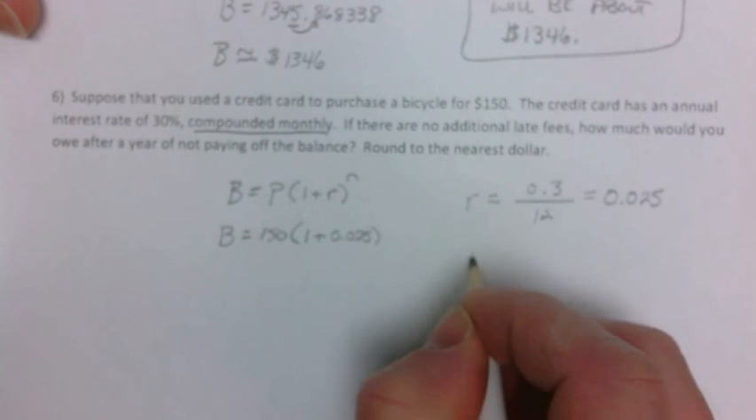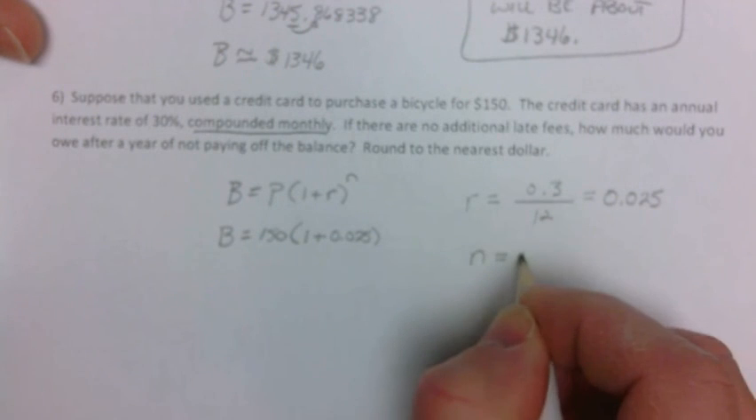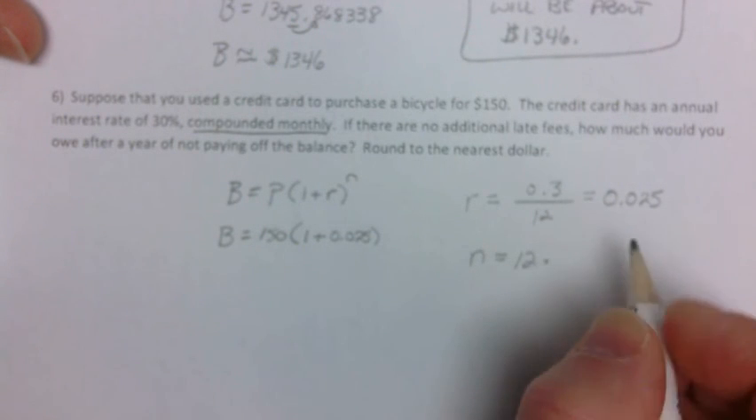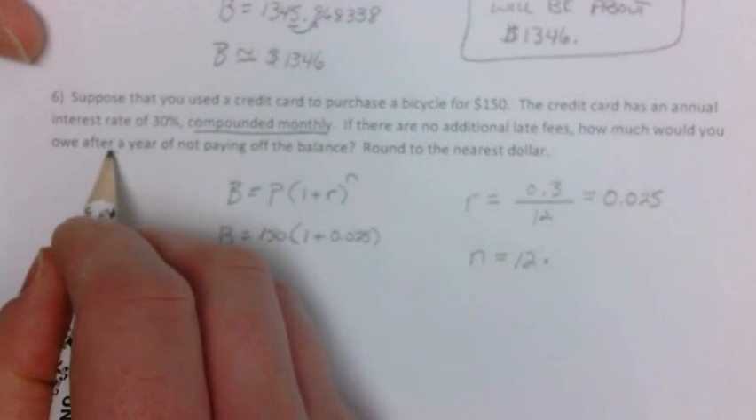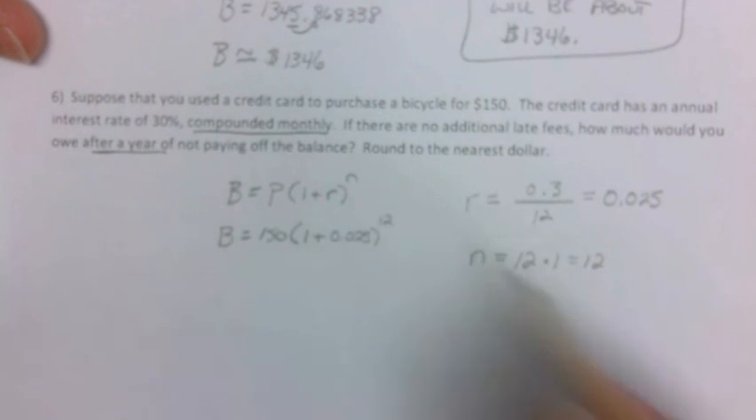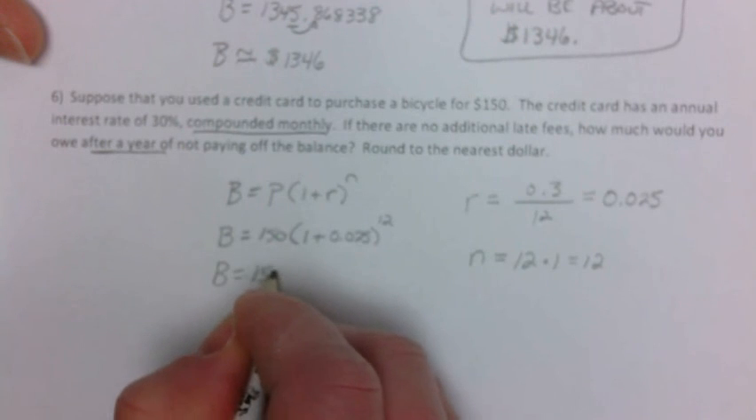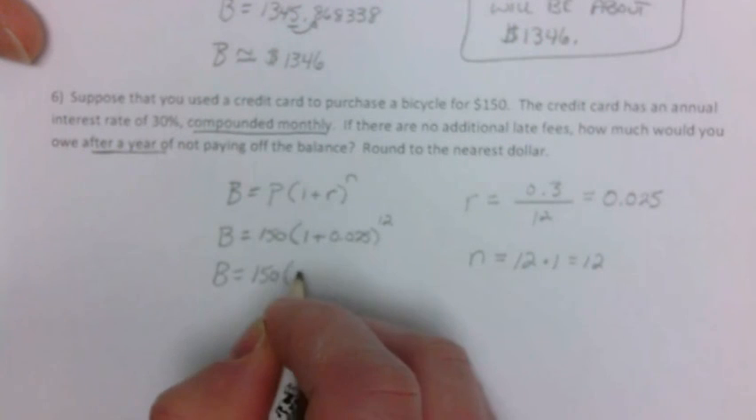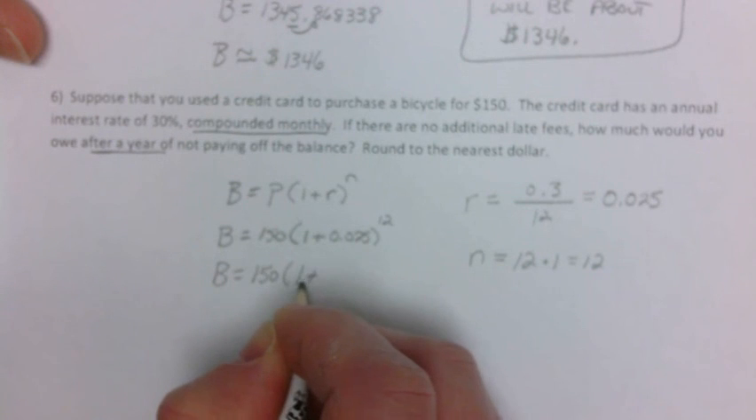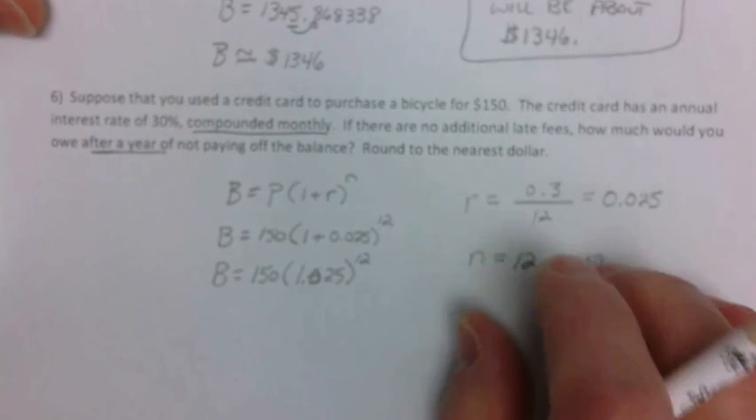Now for N, N is the number of compounding periods. We're going to compound 12 times in a year, and fortunately, we're only doing this for 1 year, which means that N equals 12. B equals then 150 times 1 plus 25 thousandths, which is 1.025, raised to the 12th power.